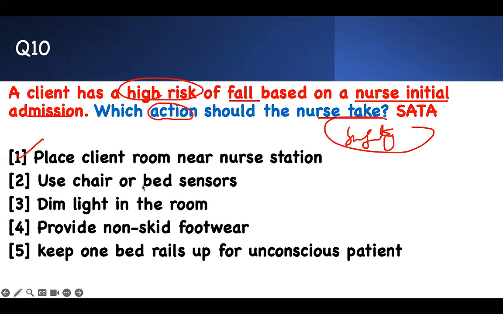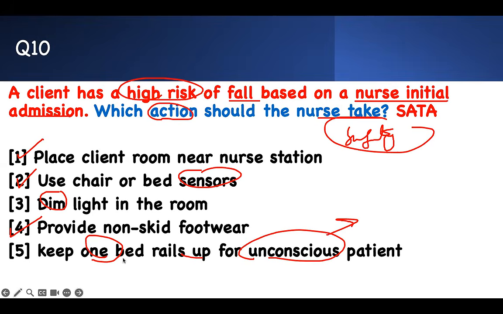Use chair or bed sensors. So whenever you get up, you make an alarm and I know you're up. Dim light in the room. Wrong, you're going to fall. Provide non-skid footwear. Yes, safety, you don't slide. Keep one bed rail up for an unconscious patient. He's unconscious. He's not going to do anything.